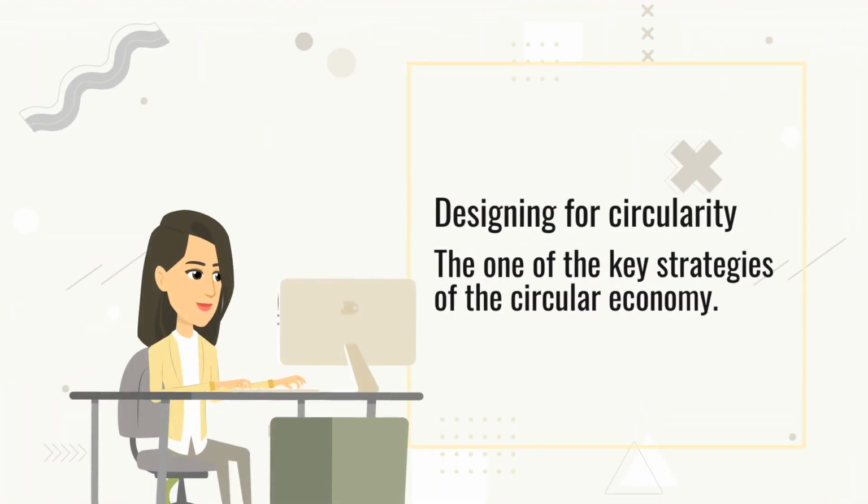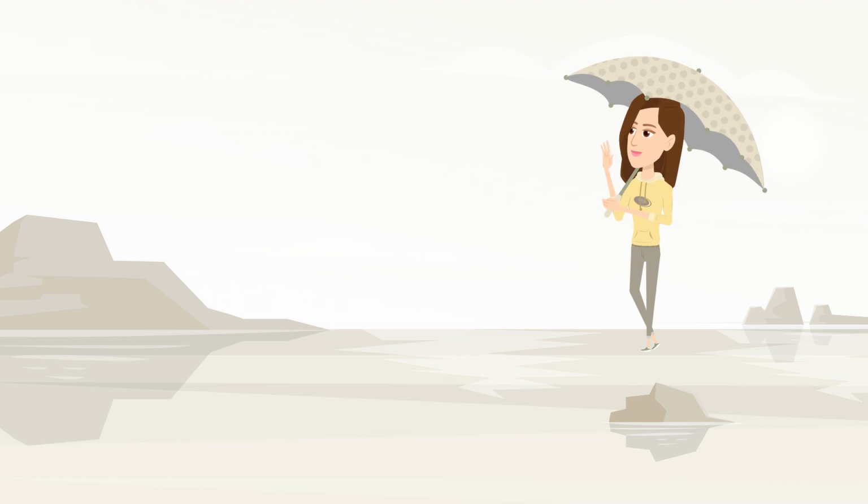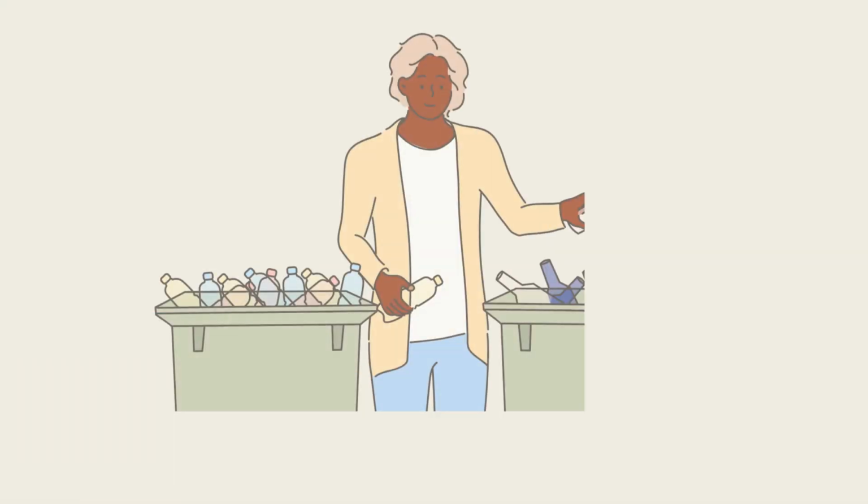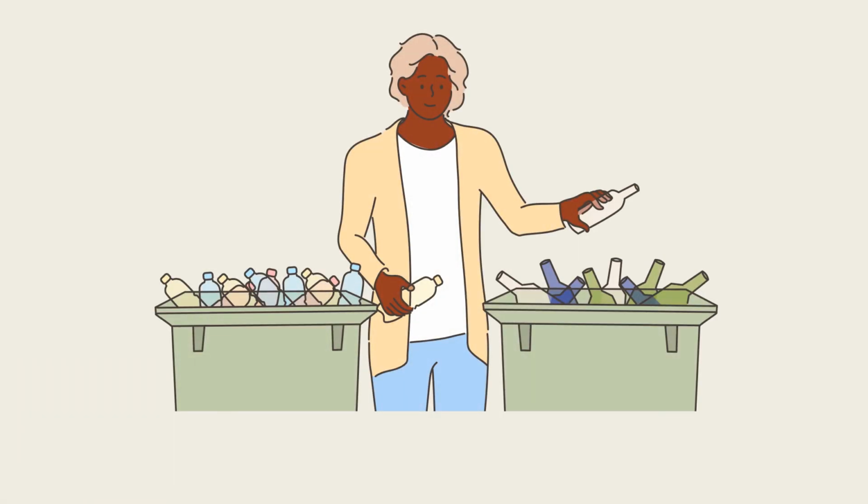Designing for circularity. One of the key strategies of the circular economy. It involves creating products and services with an eye toward easy repair, reuse or recycling, as well as minimizing resource consumption and waste generation. It's important to consider from the design stage the potential for further use of a product after its first life cycle. Designing for circularity includes, but is not limited to, the following aspects.